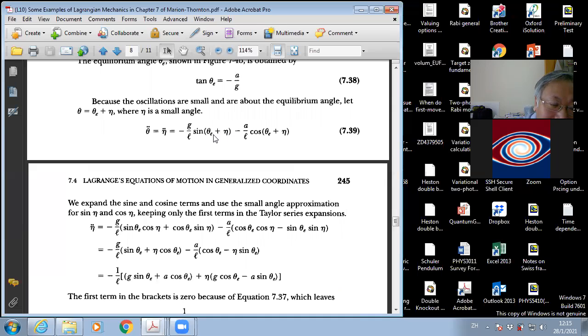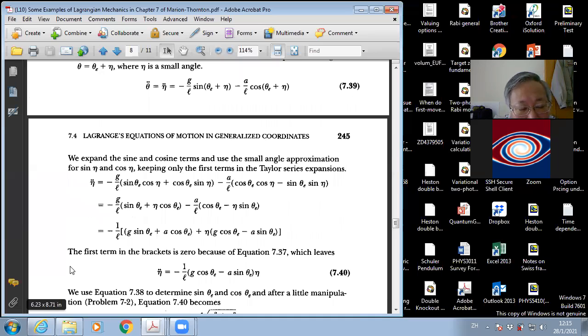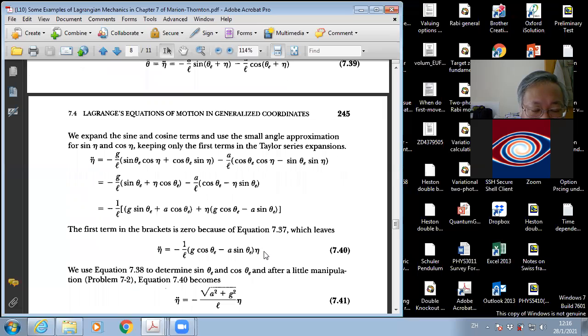So this is a sum of two angles. We can expand them. And keeping only the leading order term in cosine eta and sine eta, we get this. Now, after simplification, we have the equation of motion given in 7.40.